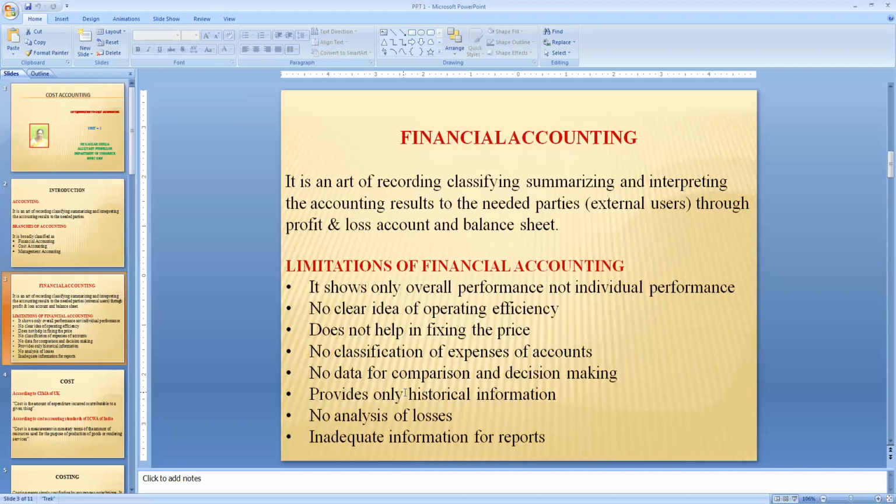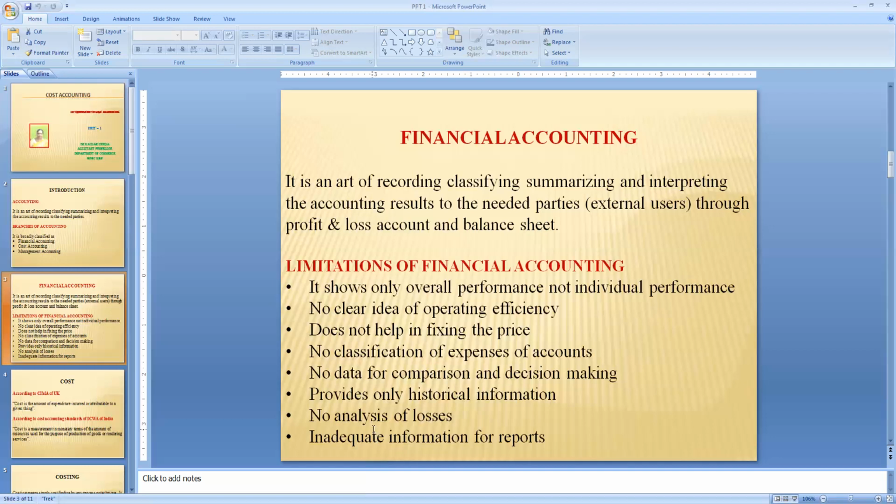All these decisions have not been highlighted in the case of financial accounting. So cost accounting has come into existence. And the next thing is that it provides only historical information. We know that financial accounting records only the historical costs. It does not provide the day-to-day cost information to the management for making effective plans for the future. So that is also one of the limitations of financial accounting.